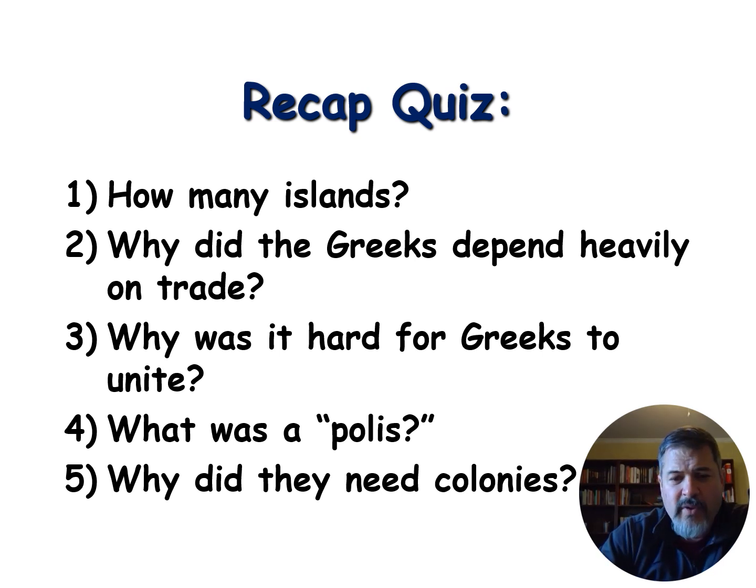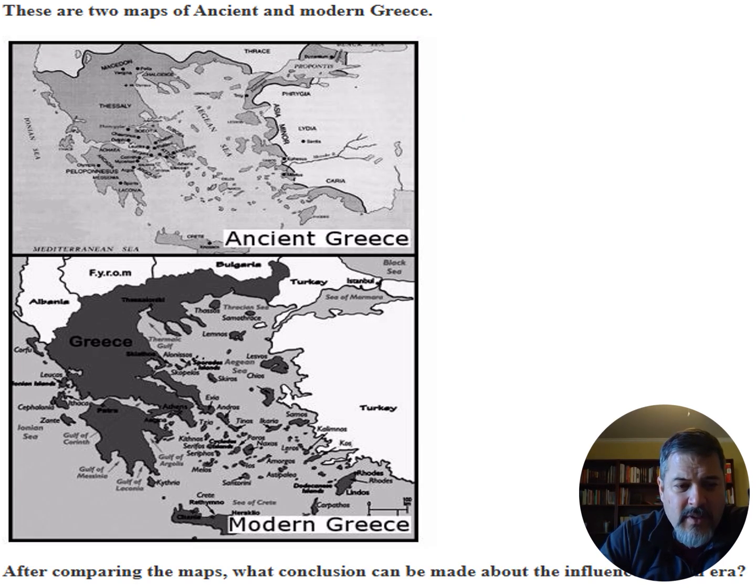So next is a couple examples of questions you'll see on the TCAP. Here there are 2 maps of modern and ancient Greece. After comparing the maps, what conclusion can be made about the influences of the era? What influenced the era? Obviously what influences the era is the fact that they lived on the sea. Many of their city-states were on the sea, and even today they are.